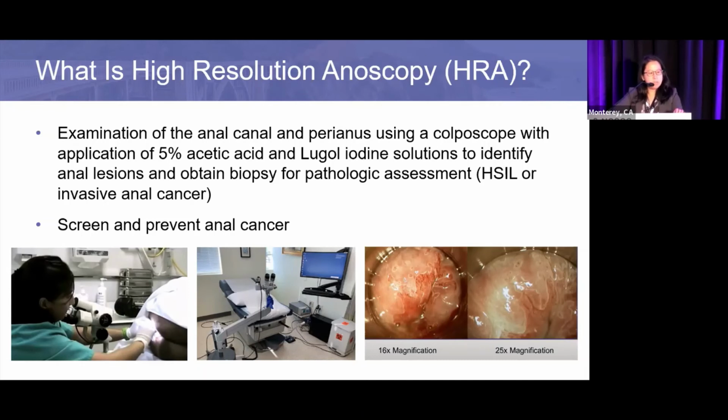High resolution anoscopy is an examination of the anal canal and perianus using colposcopy, with the application of 5% acetic acid and Lugol's iodine solution. What you're looking for is a pathology assessment. You're looking for a high grade squamous intraepithelial lesion or invasive anal cancer. This is really used to screen for or prevent anal cancer.